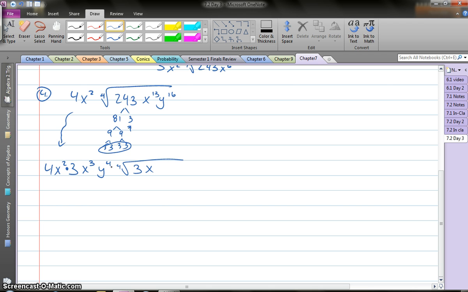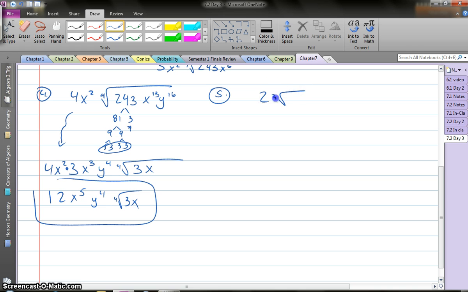Now combine your like terms on the outside here. 4 times 3 is 12. x squared times x to the third is x to the fifth. And then y to the fourth. And 3x is left inside. Alright. How's that looking? We good? Alright. Number 5.